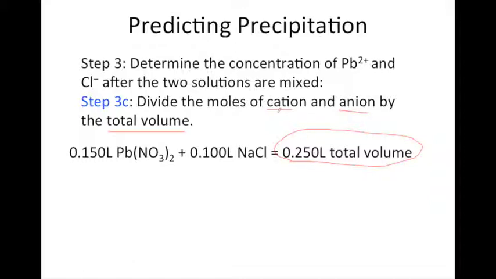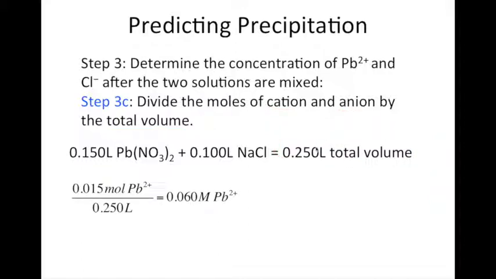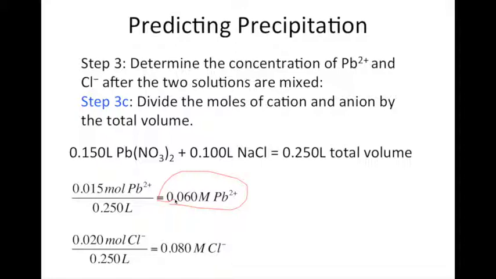So we want to divide the moles of lead and moles of chloride by the total volume. Here's the lead divided by our 0.250 liters, and that gives us our concentration or molarity of lead ions. Same thing with chloride. Remember, we just calculated the moles of chloride divided by the total volume, and that gives us the molarity of chloride ions. Be sure you're writing these numbers down as we go, because we'll use them again later.